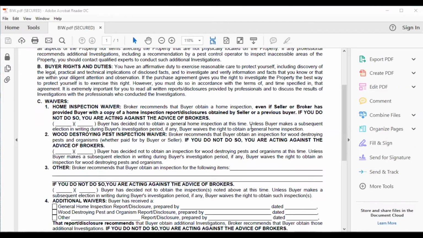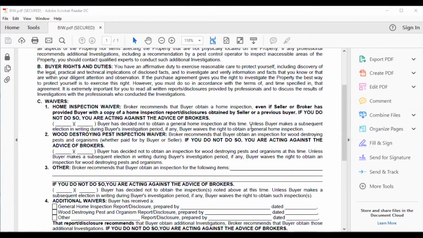It's their choice. They can waive the home inspection and still have a pest inspection, or vice versa, or they could do both. They could waive them as well. They can also waive any type of inspections that you could perhaps recommend.